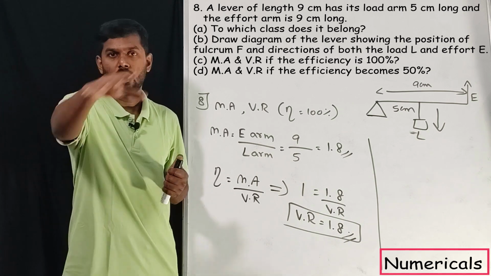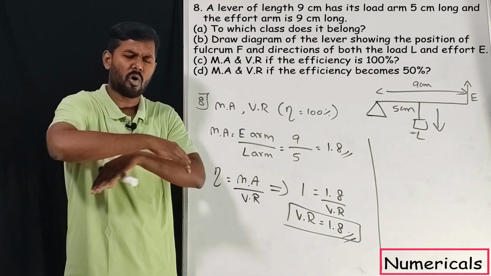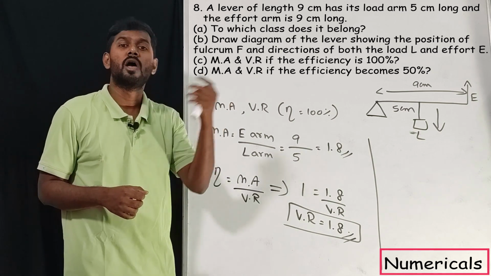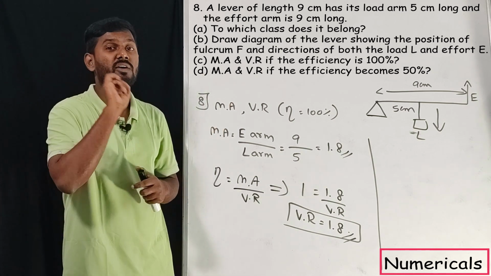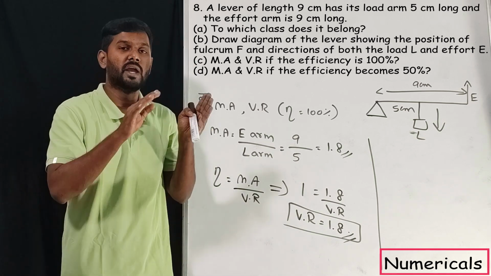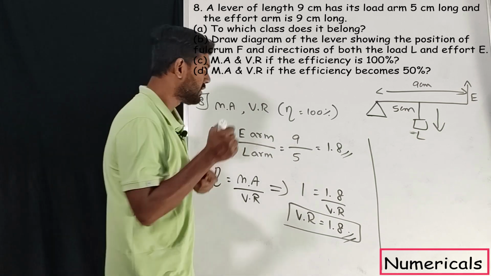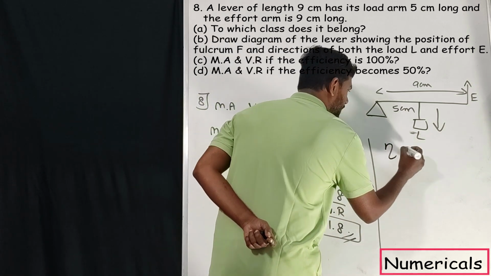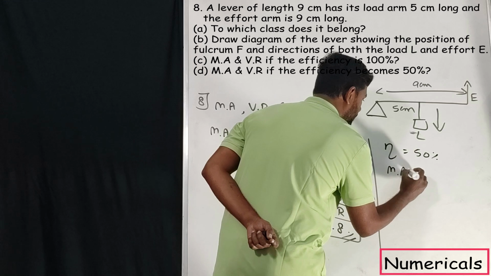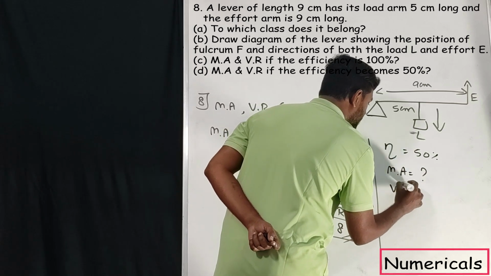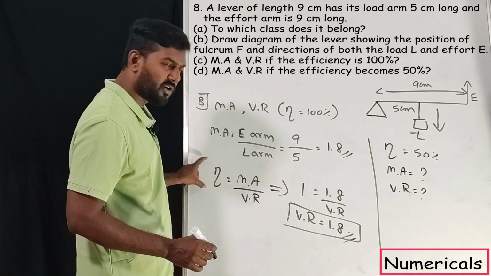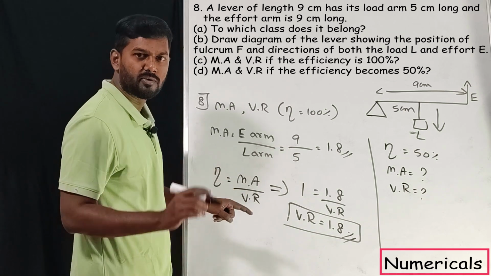That is why I am telling you concept videos are very important. All this information, important notes, are given in the concept video. Efficiency will not affect velocity ratio. If efficiency increases or decreases, it will not affect velocity ratio. So if efficiency is 50%, then they are asking mechanical advantage and velocity ratio. In this formula, if we substitute the values, we will get the answer.